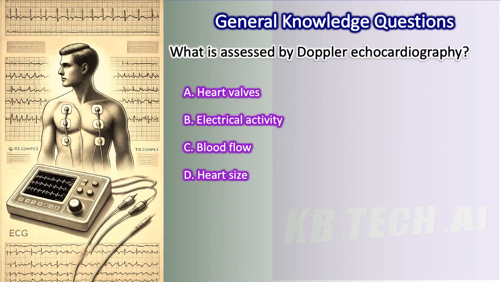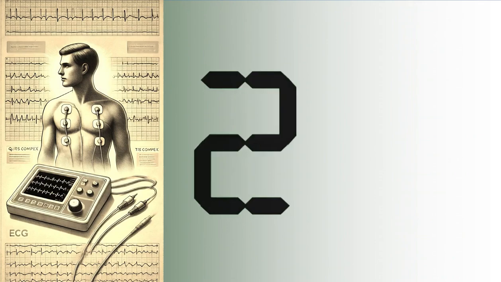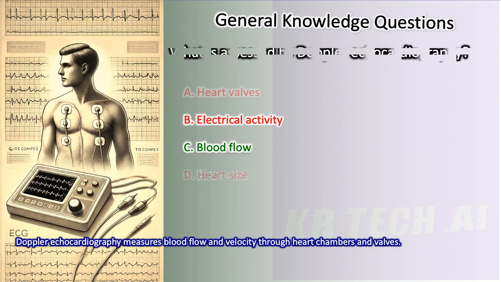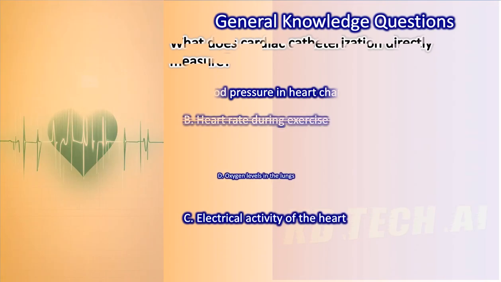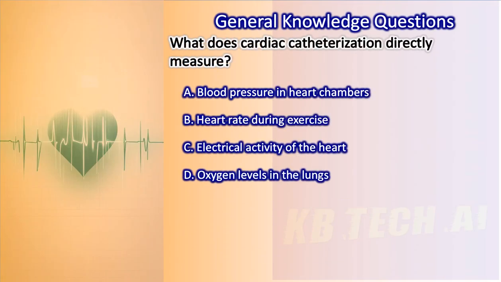Which is assessed by Doppler echocardiography? Option 1. Heart valves. Option 2. Electrical activity. Option 3. Blood flow. Option 4. Heart size. The answer is option 3. Blood flow.